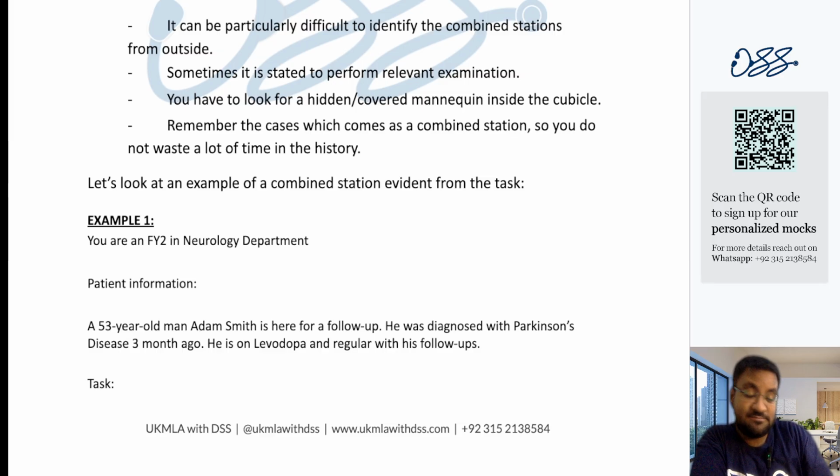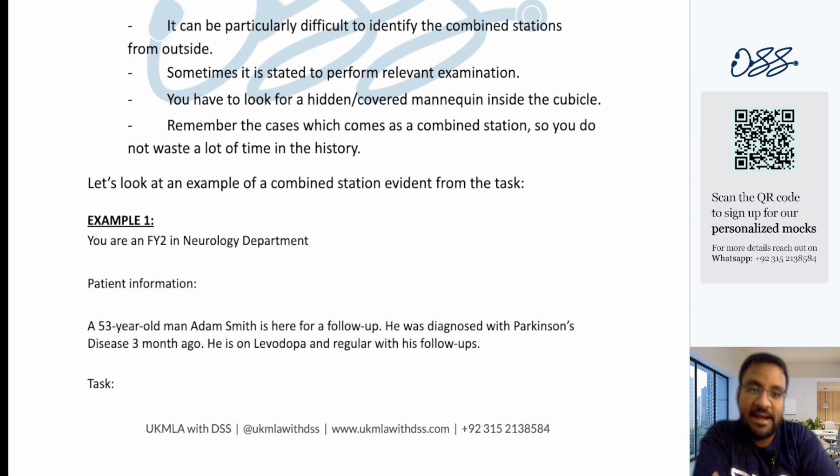Because they want to make the exam difficult, they want to make sure that the competitiveness is there in the exam. They often end up hiding the mannequins. When you enter inside the cubicle, and even before that, when you read the task, you would not realize if it's a history based station, or a combined station, or a counseling based station. You wouldn't have that idea.